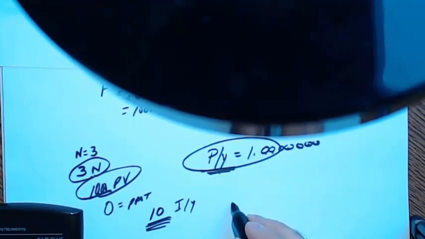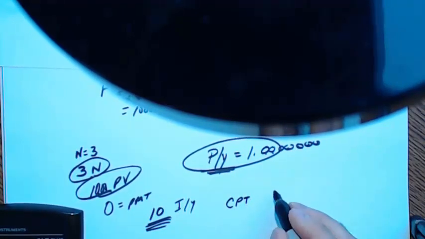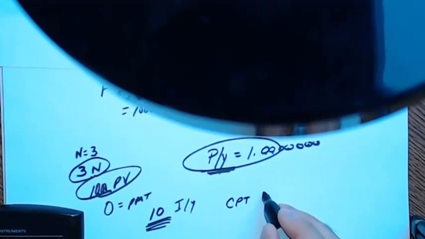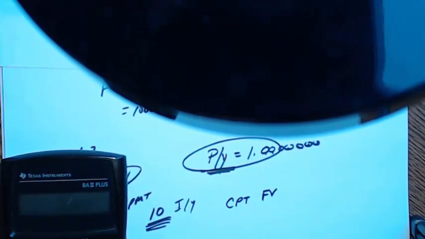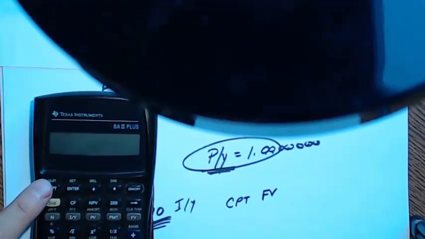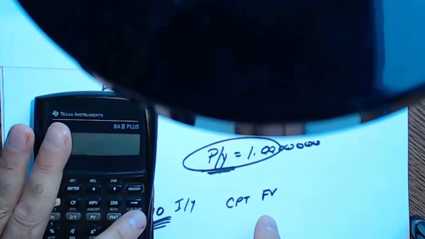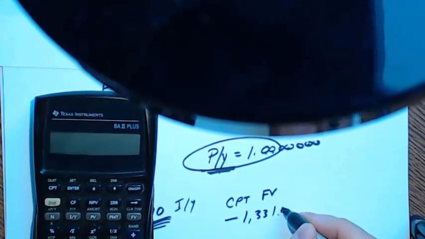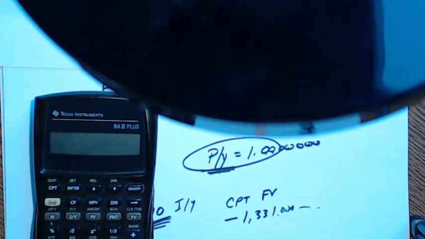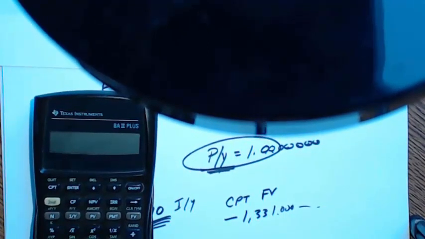Then I'm going to say compute future value. I hit compute, which is this button right up here, and then I hit future value, which is this button here. It blinks, and it gave me -1331 with 7 decimal places off to the right. Now, you might ask, why is there a negative sign? Well, you're going to have to get comfortable with your calculator here.